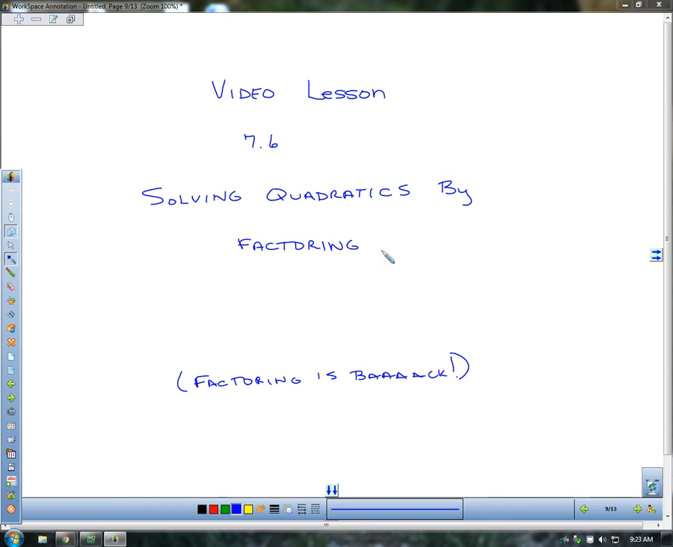We're going to begin solving quadratics by factoring. We did factoring for a reason. It is back. Dun dun dun.